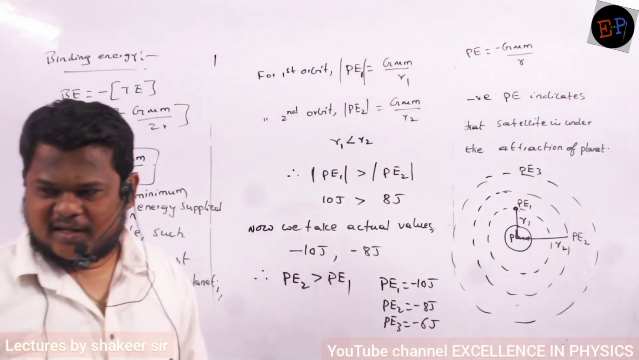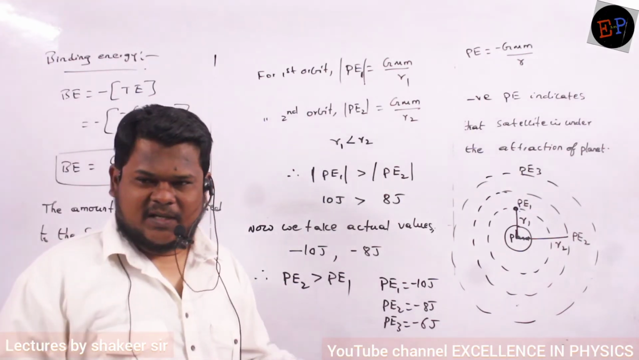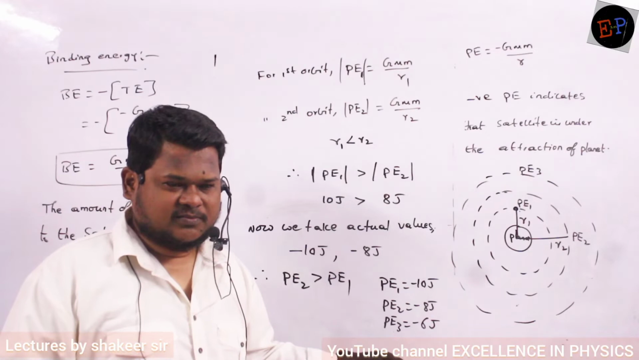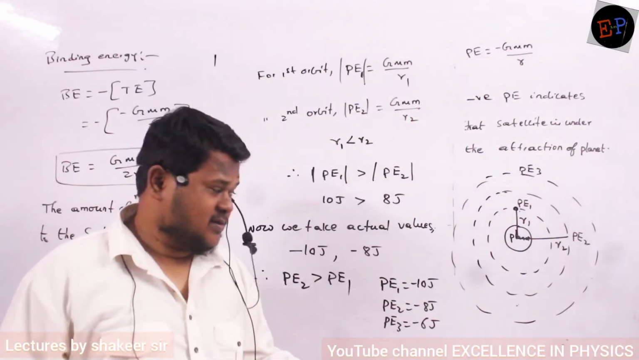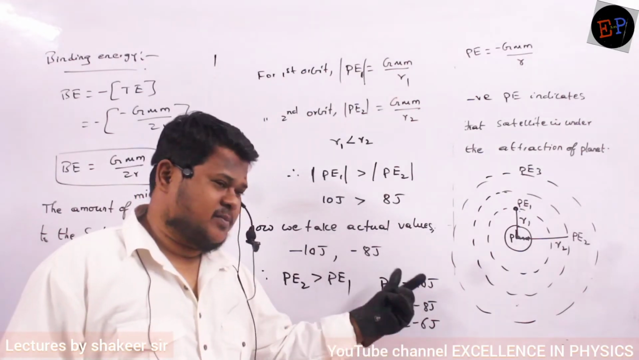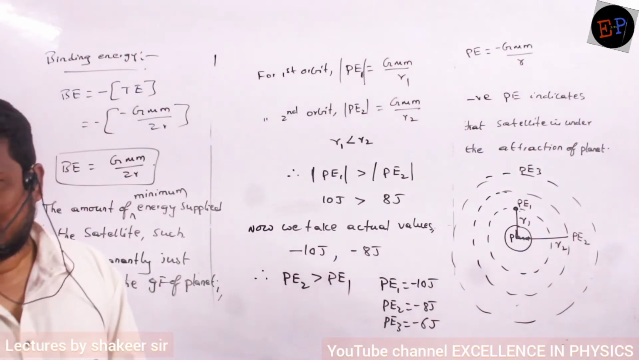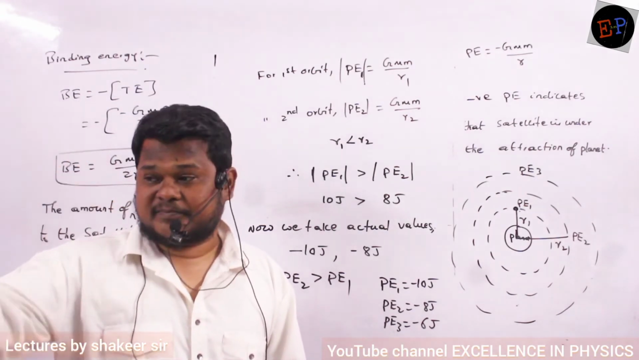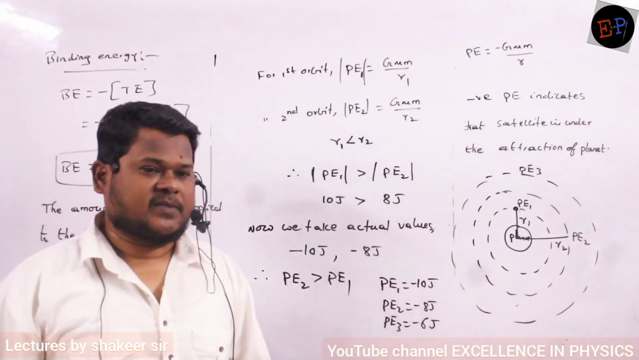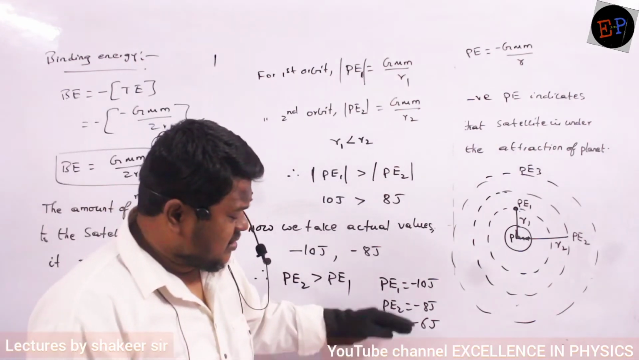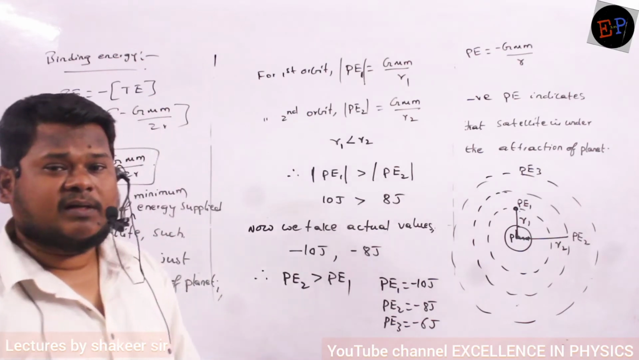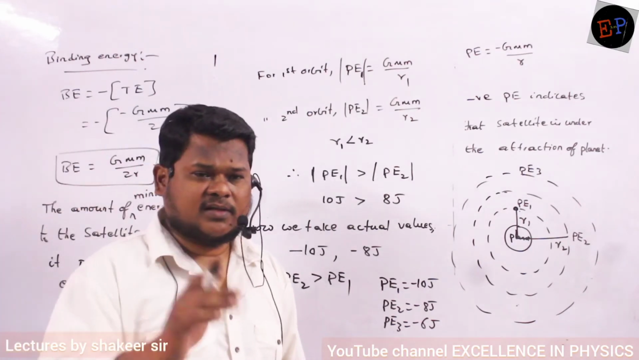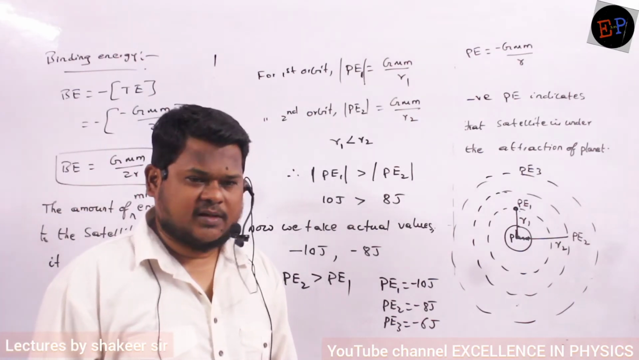As you are moving upwards, magnitude wise the value is decreasing. But the negative symbol is also present, no? So if the negative symbol is present, minus 6 is greater than minus 10. It means potential energy is increasing. Potential energy is increasing because minus is present. So it increases up to which level, can you say? It increases up to 0. Beyond that it cannot increase, no? Are you able to understand?